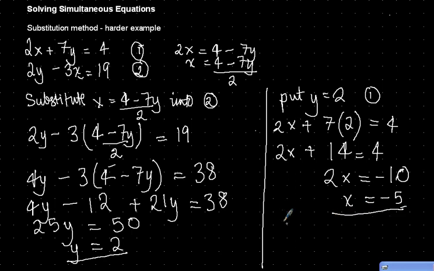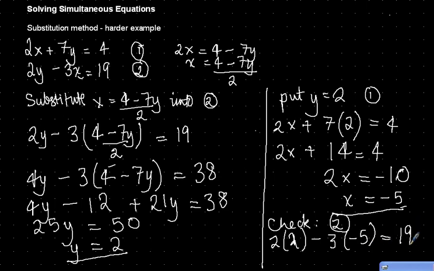And as always, we should do a check. And I'm going to check with equation number 2, because that's the equation we didn't use at this part of the solution. 2y, which is 2 multiplied by 2, minus 3 multiplied by negative 5 equals 19. Is that true?